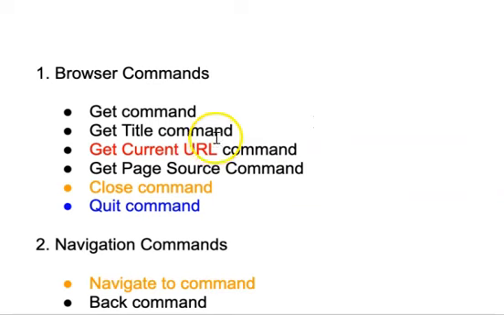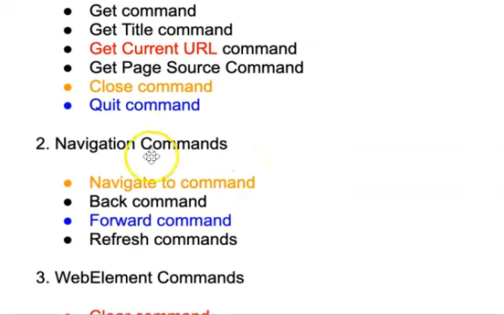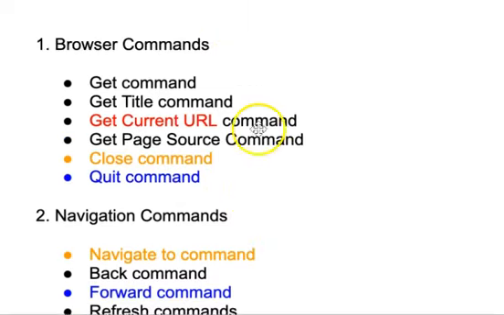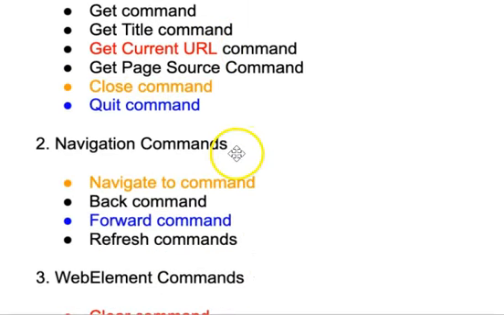In the browser commands, we have something like get command, get title, get text, get current URL, get the page source, the close command, quit command, and all those things in the get command. Navigation commands: we can go back, we can go forward, we can refresh, and all those things in navigation.